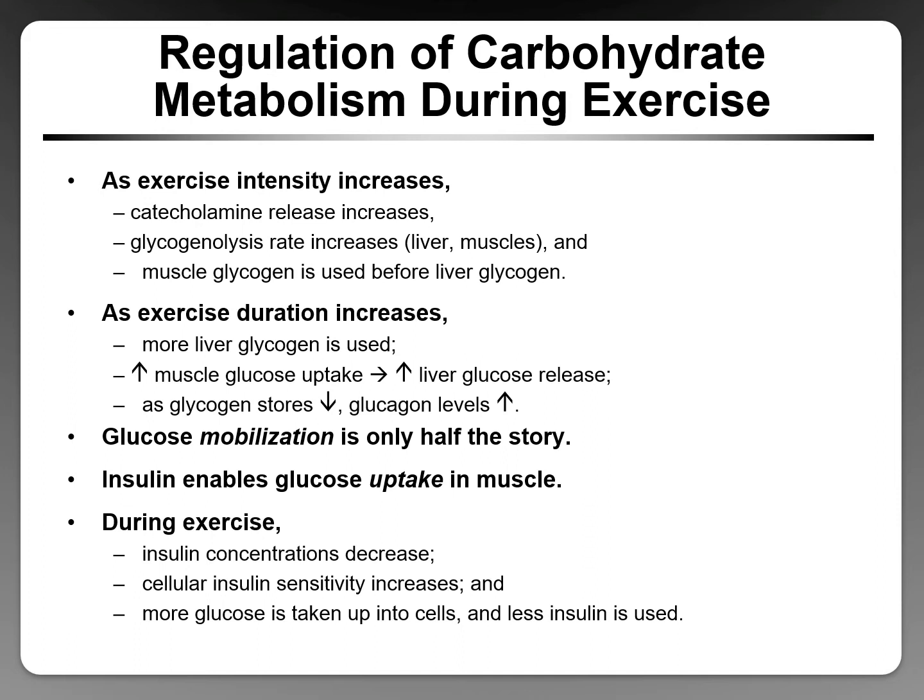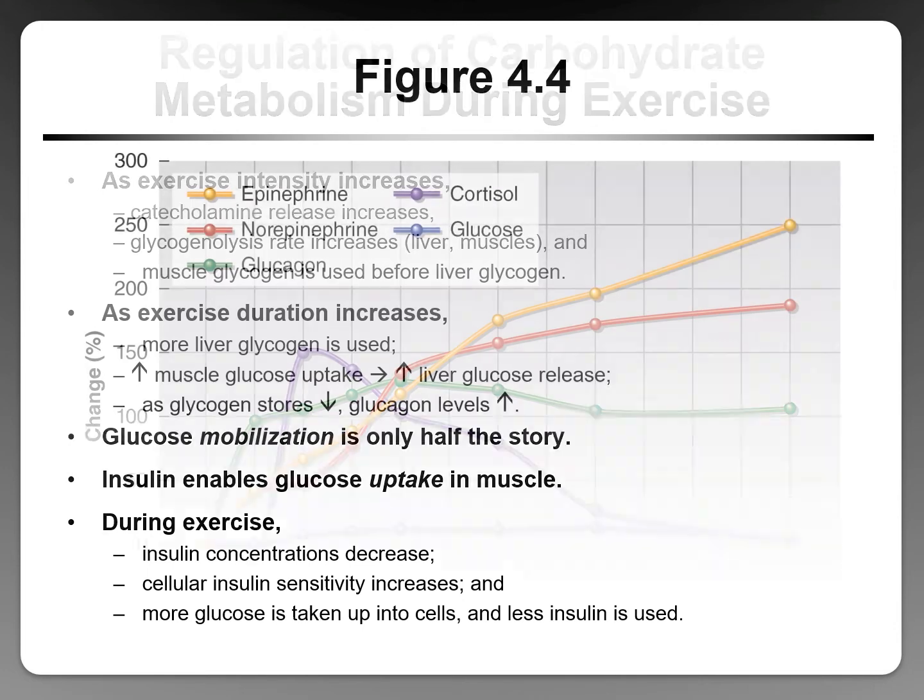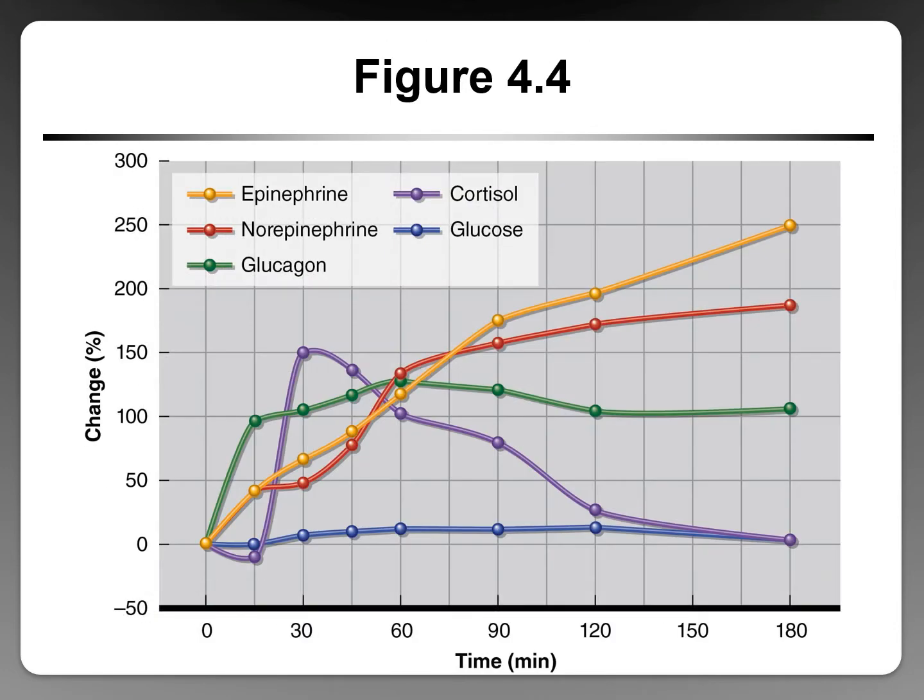But glucose mobilization and getting it to the cells that need it is only half of the story. We need to actually be able to get glucose into the cells. This is where insulin comes into play. Insulin is what enables glucose uptake into our working muscles. This means during exercise, our insulin concentrations will decrease. This will allow cellular insulin sensitivity to increase, and more glucose can be taken into the cells, and therefore less insulin is used.